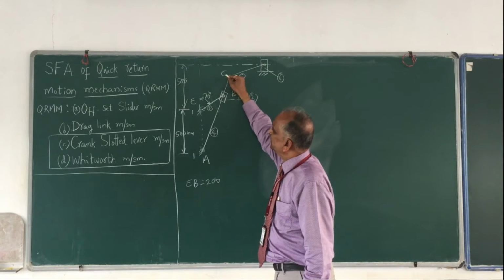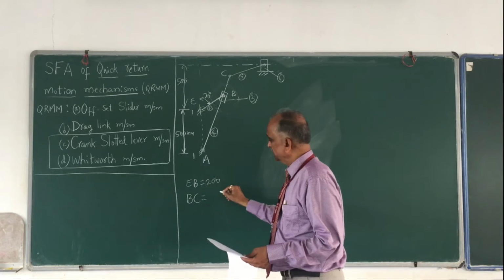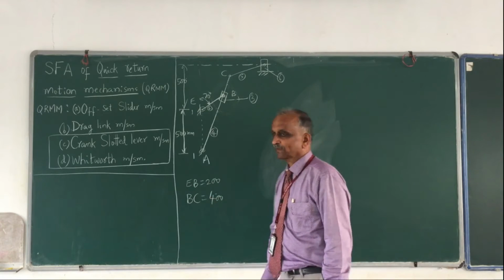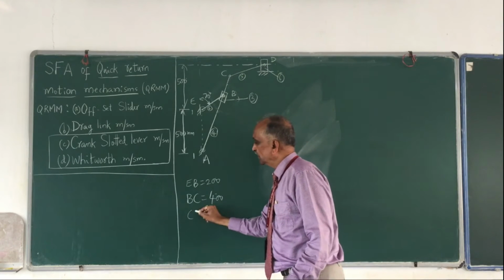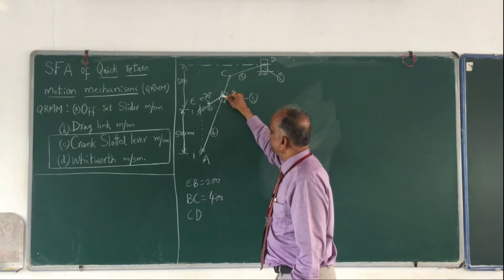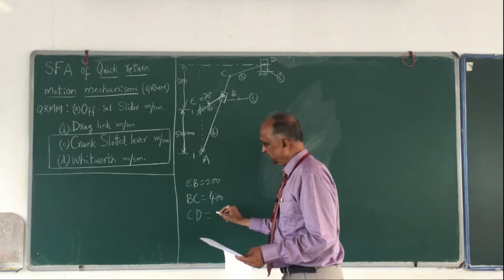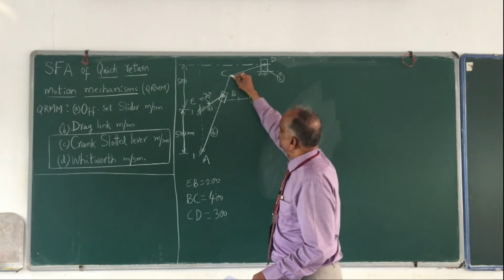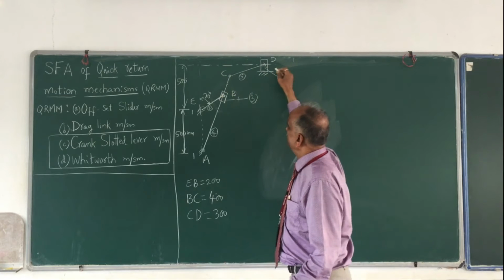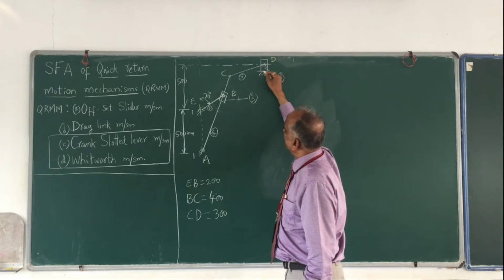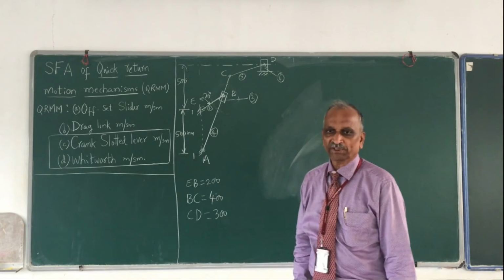Then join this B to A and extend it. This point is called C, and BC is given as 400 mm. Then this point is called D. A is known, B is known, extend and then mark C. Then C is known, CD is 300 mm. So with C as center and 300 mm as radius, you cut this horizontal line and get D. At D, you mark a slider and that's all. That's the mechanism. This is what is called the configuration diagram.